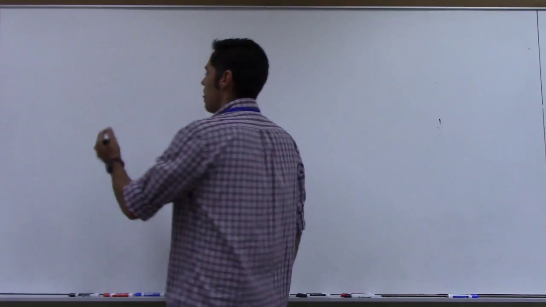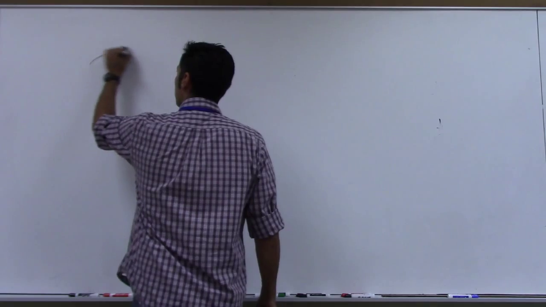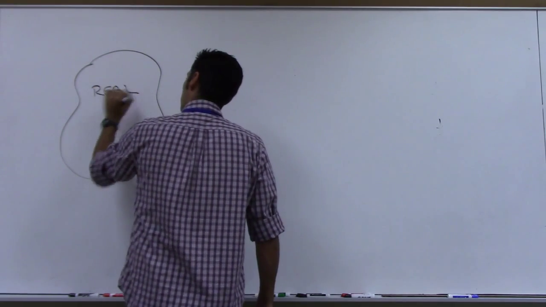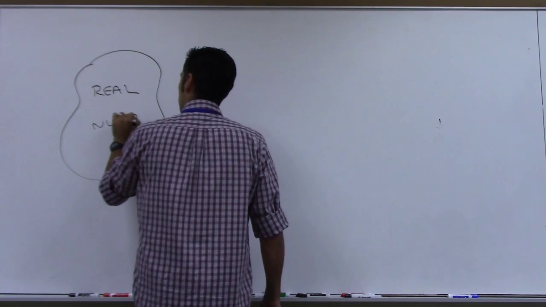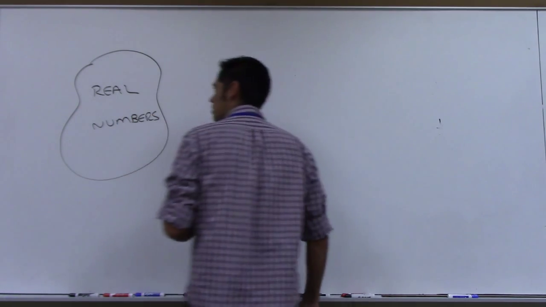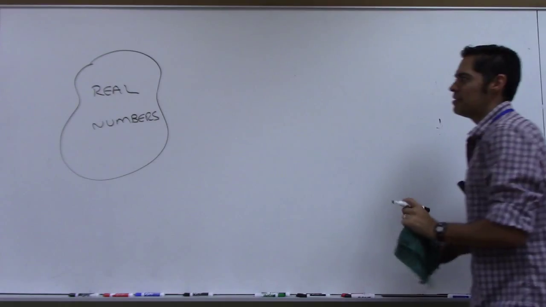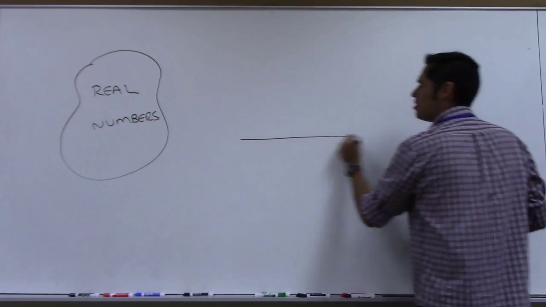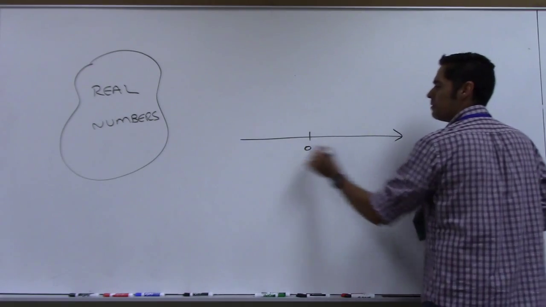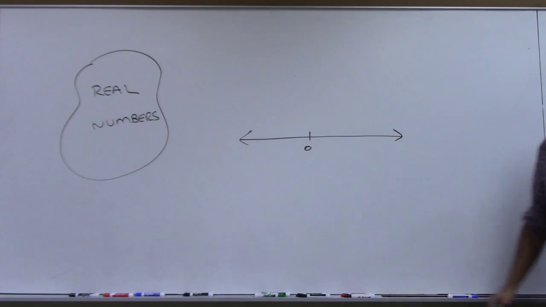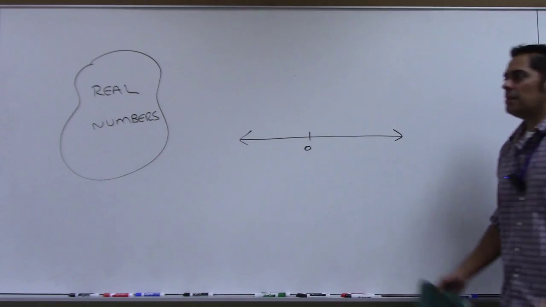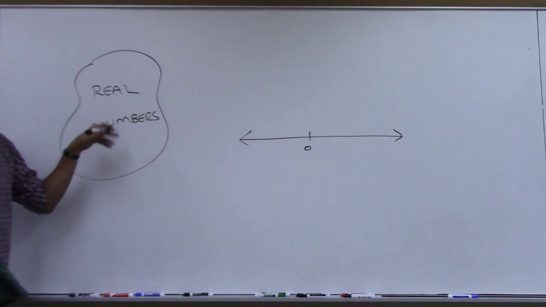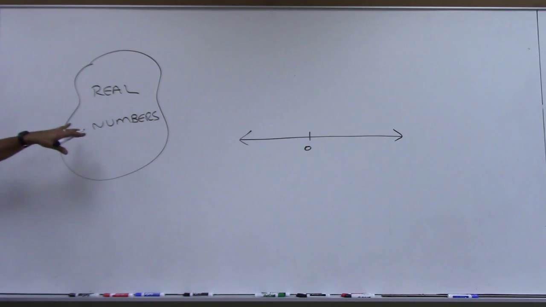Check this out. We are all familiar with the idea of the real numbers, right? The real numbers, which is the number line going in both directions forever. And mixed in this are all the numbers that you can think of, except i is not in there. Imaginary numbers aren't in there.